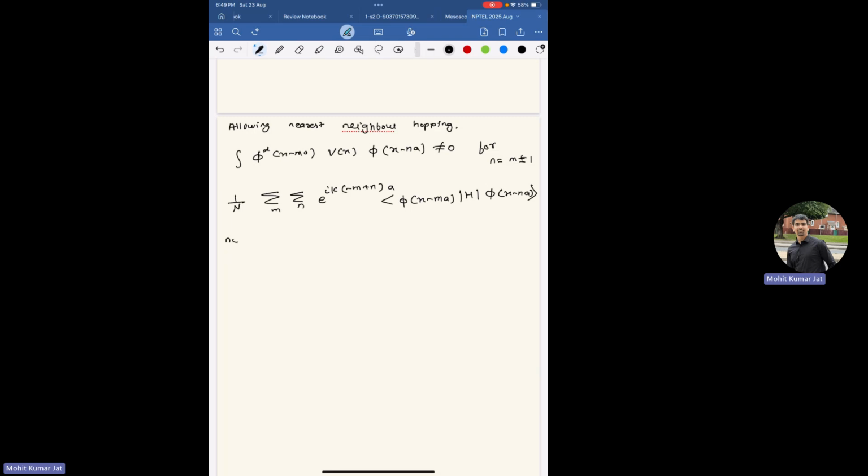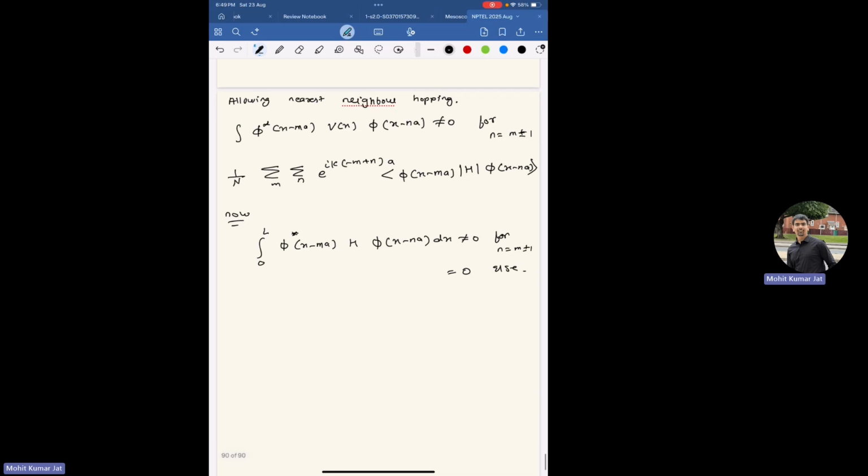Now, since we have defined which terms will survive and which will not, this tells you that the integral from 0 to L of phi star(x minus ma) times the Hamiltonian times phi(x minus na) dx will not be equal to 0 for m equals n plus or minus 1, and 0 else, right?